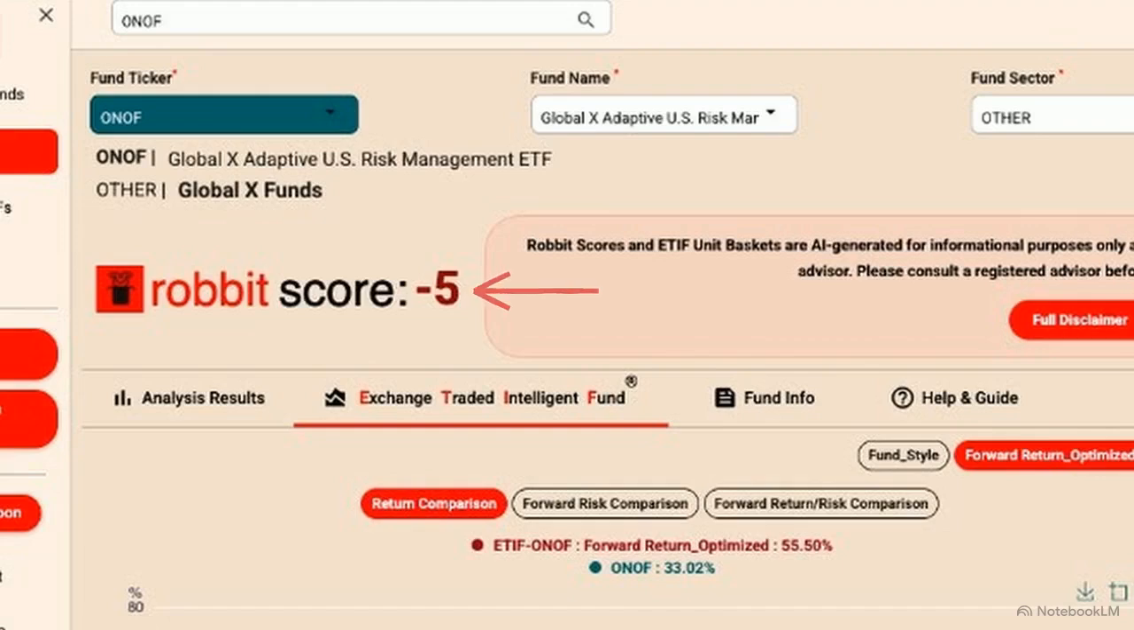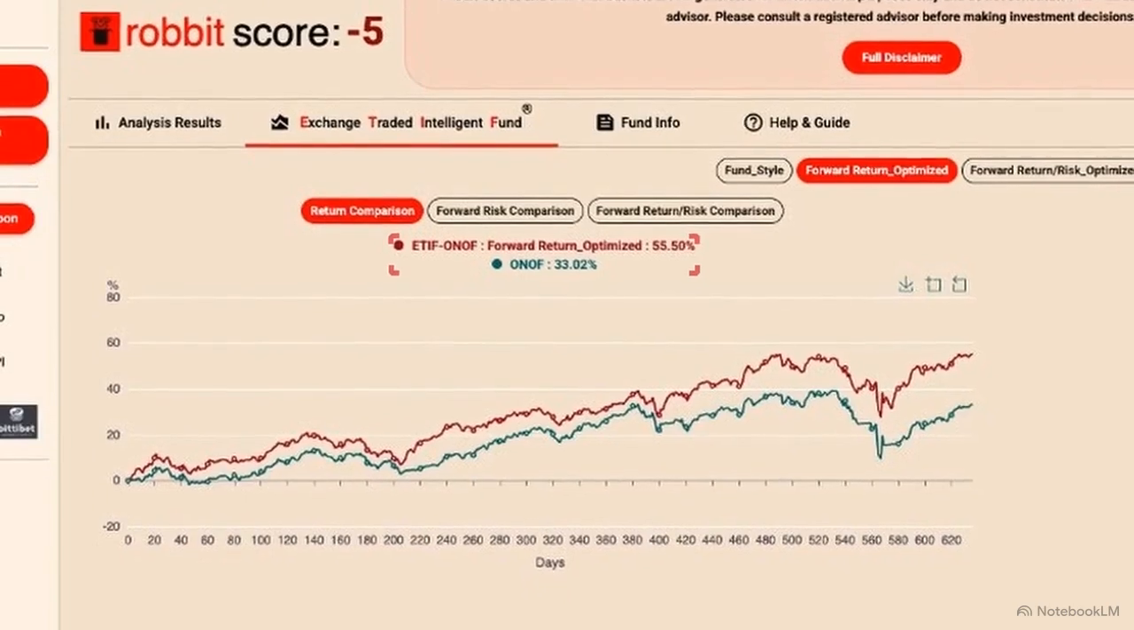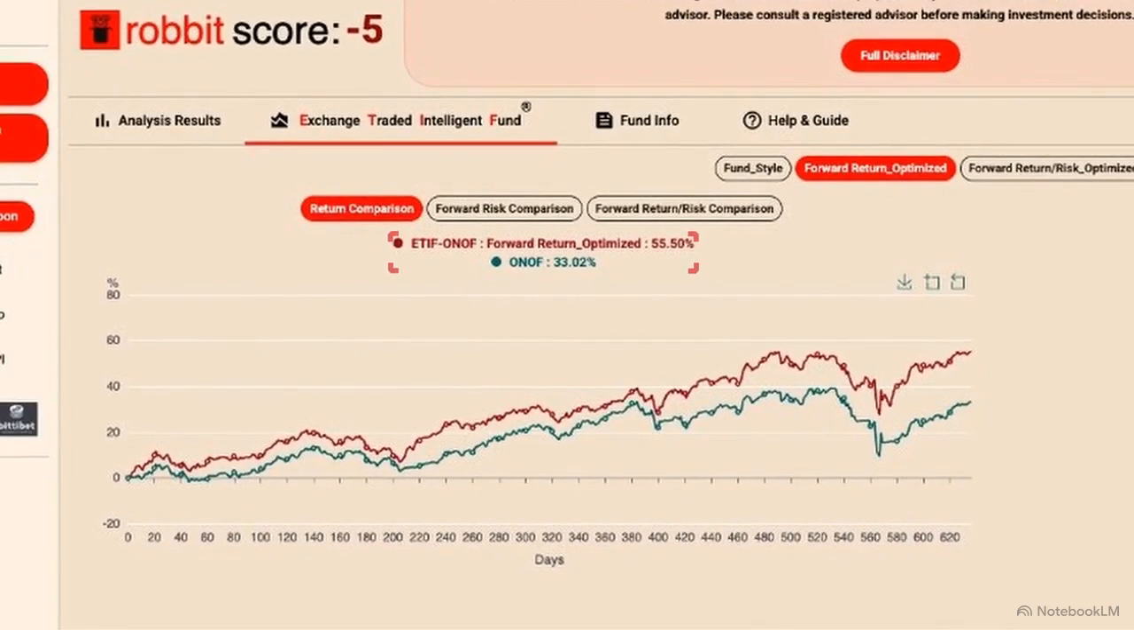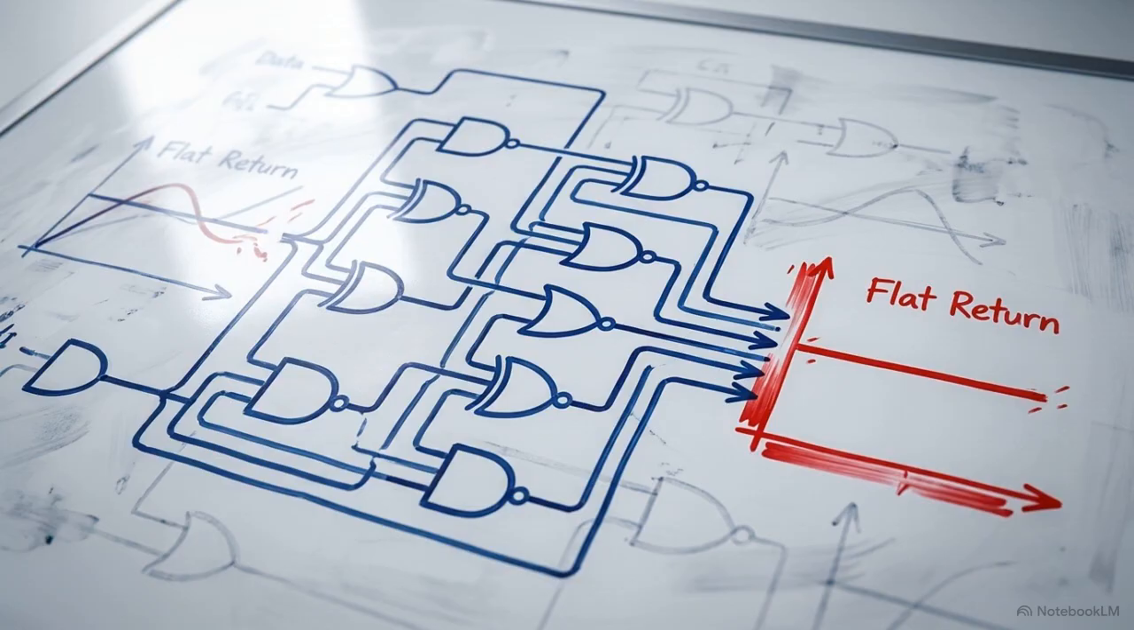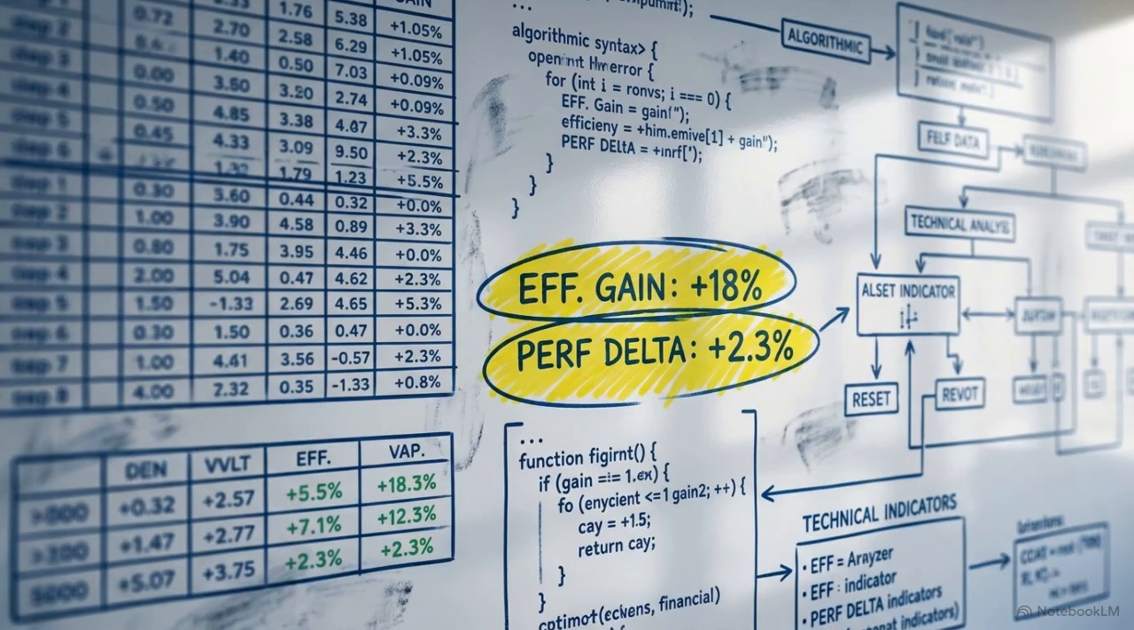The Robbit engine assigns ONOF a -5 efficiency score, projecting that a static, optimized, exchange-traded intelligent fund, or ETF, will outperform the active strategy by 22.48%. The data suggests that ONOF's heavily promoted adaptive signaling is acting as an anchor on its own returns. We will dissect the metrics to prove exactly how this logic fails at both the macro and micro levels.